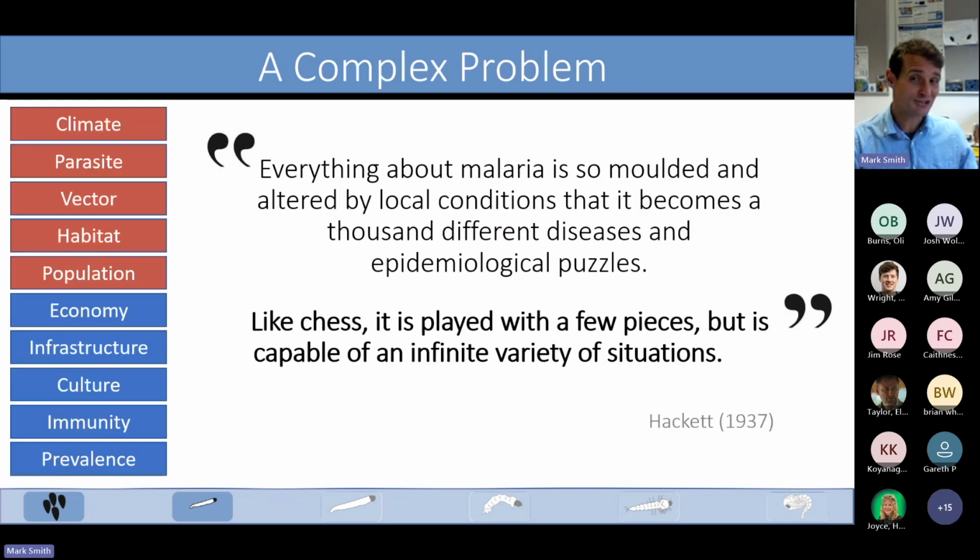Now, malaria is an ancient human disease. It's been around for a very long time. So you wonder why we've not managed to get to the bottom of it earlier. And unfortunately, it is a very complex set of circumstances that lead to malaria. And a solution to that will require an understanding of quite local factors. And the classic quote from Hackett in 1937 is that, like chess, there's a few pieces at play here, but it can create an infinite variety of situations. So we need to understand quite a lot about a locality before we can target and tailor some interventions accordingly.